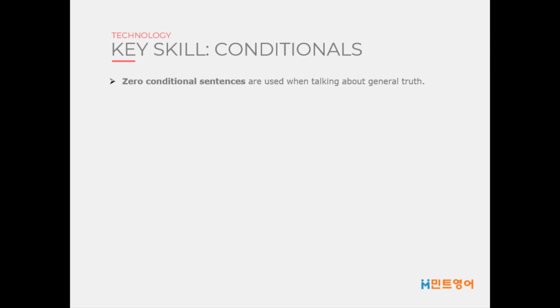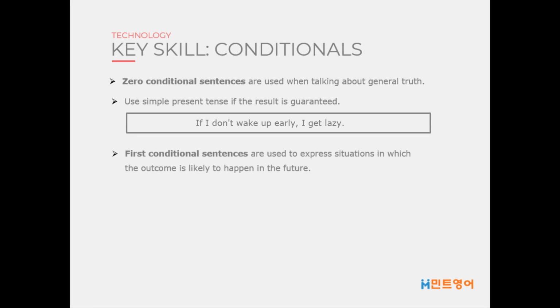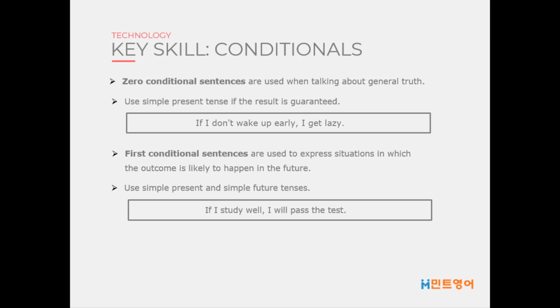0 conditional sentences are used when talking about general truth rather than a specific instance of something. Both clauses should use simple present tense if the result is guaranteed. First conditional sentences are used to express a situation in which the outcome is likely to happen in the future. The tenses used in first conditionals are simple present and simple future.